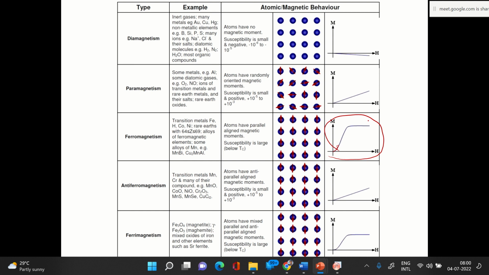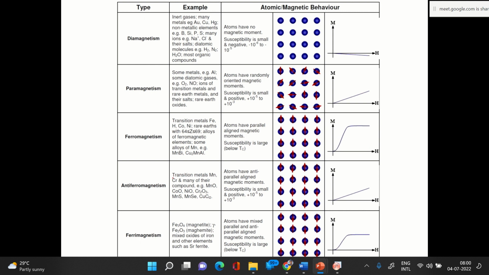So at this point chi is 0, at this point chi is high values, and so something like this. So chi का value जो होगा, susceptibility will be having different values at different points of the curve.